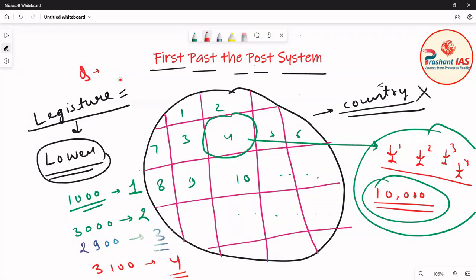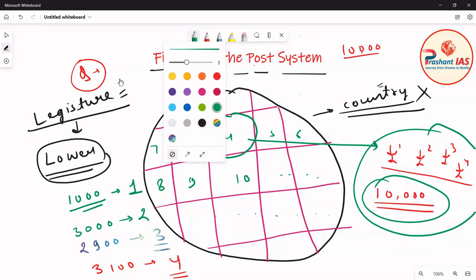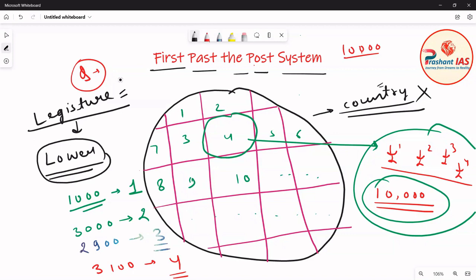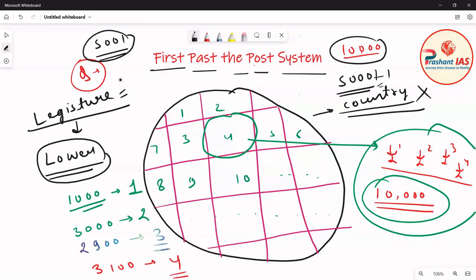Friends, in the previous lectures I taught you the concept of majority. If there are 10,000 voters in a constituency, what number will be called a majority here? We know that majority is more than 50%, that is, 50% plus 1. The 50% of 10,000 is 5,000, plus 1 means 5,001. So if we go by the concept of majority, a candidate must get 5,001 votes to win. But here we can see that none of the candidates has got 5,001 votes. Then who is the winner?